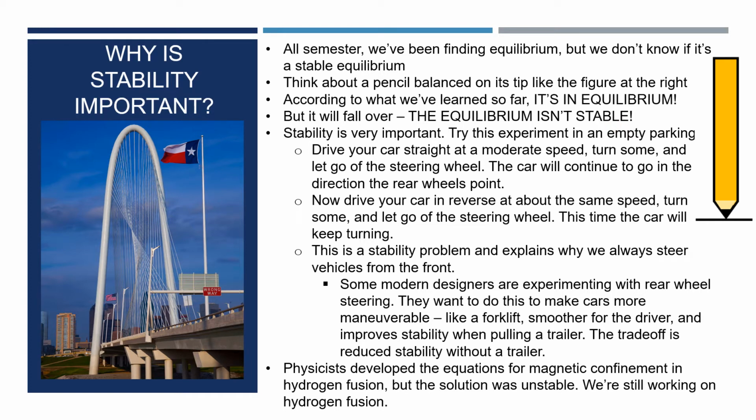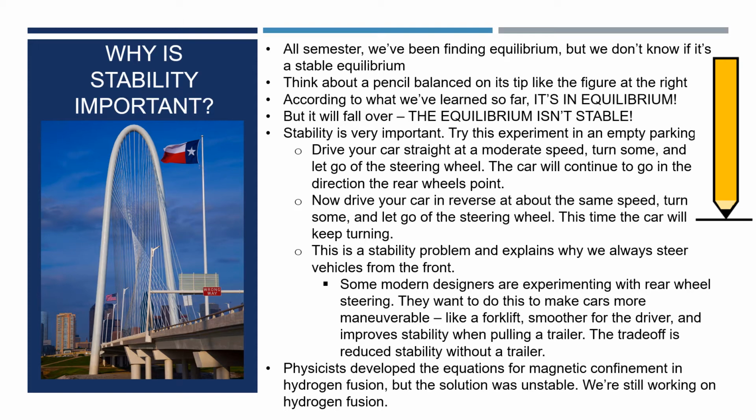So try this experiment in an empty parking lot. Drive your car straight at a moderate speed, turn some amount, and let go of the steering wheel. The car will continue. It will go in the direction the rear wheels point. That's what stability is. It returns to its original position, whatever direction the rear wheels point. Now, drive your car in reverse and try the same experiment. Turn your wheel some, let go of the steering wheel. This time the car will keep turning. It's stability.